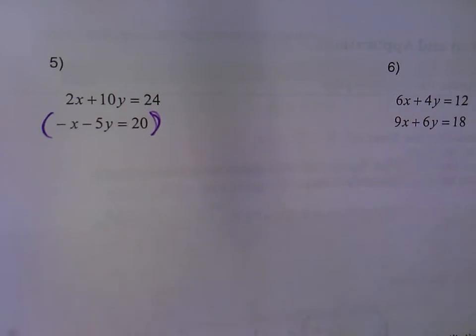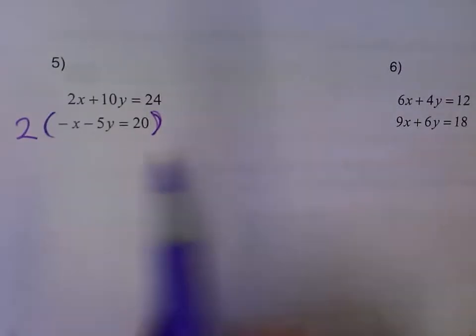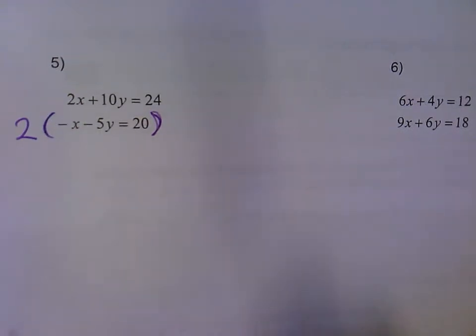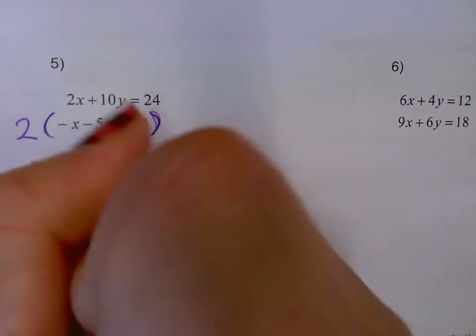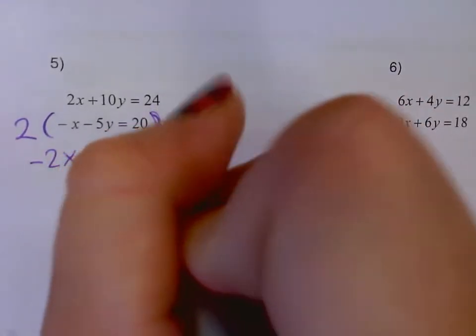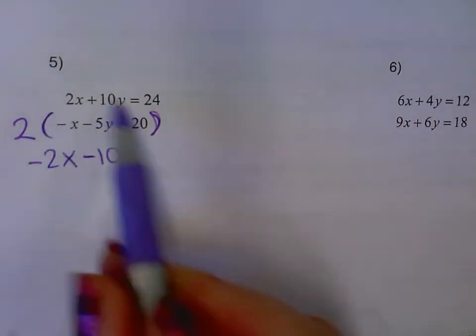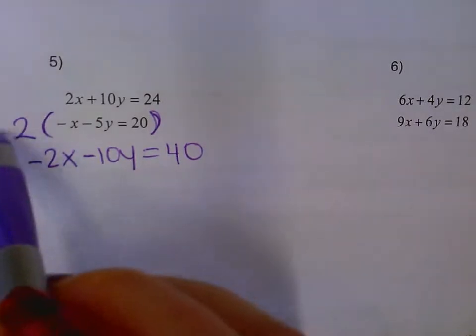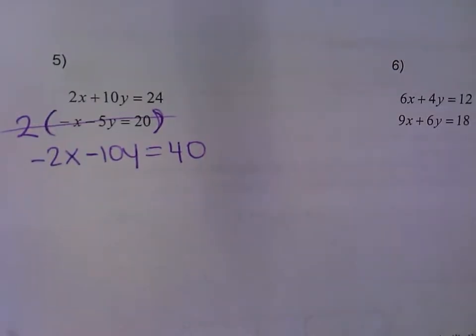2. Because I notice if I multiply by 2, I get a negative 2x and a positive 2x. So I'm going to distribute my 2. So that would give me negative 2x. Distribute the 2, I'd have negative 10y. Distribute the 2, and I would have positive 40. And I'm just going to give that a light kind of strike through. So I know that I'm done using that middle equation, and now I can add them together.